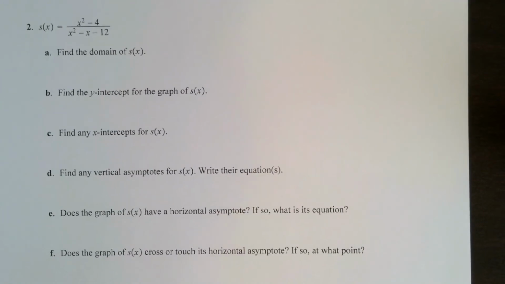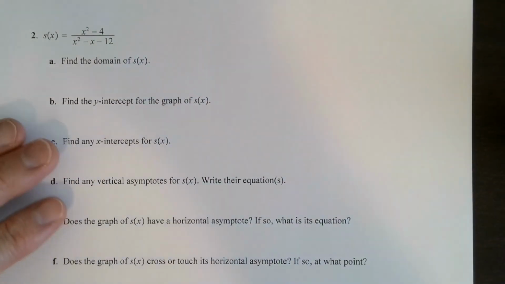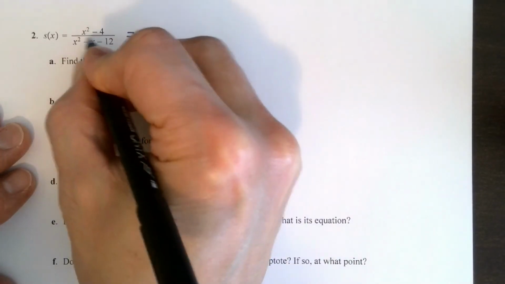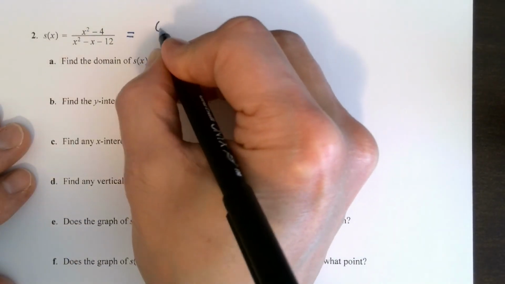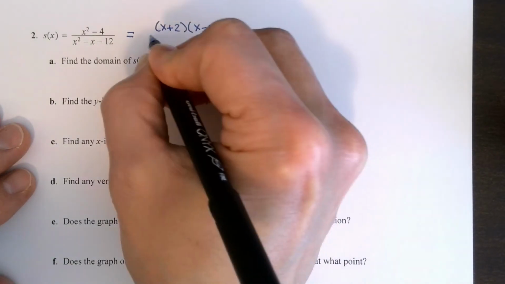So here we go to this function here. And I'm going to start off with this one. Unlike the last one, I want to go ahead and factor the numerator and denominator. The numerator here is the difference of squares. That factors as x plus 2 times x minus 2.